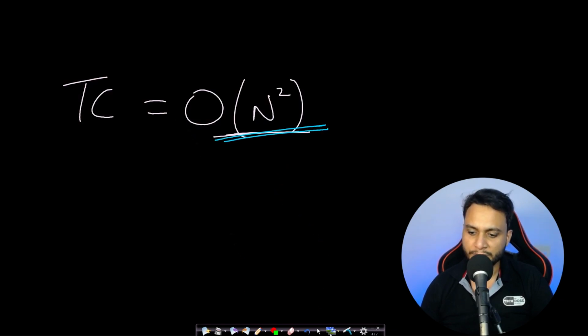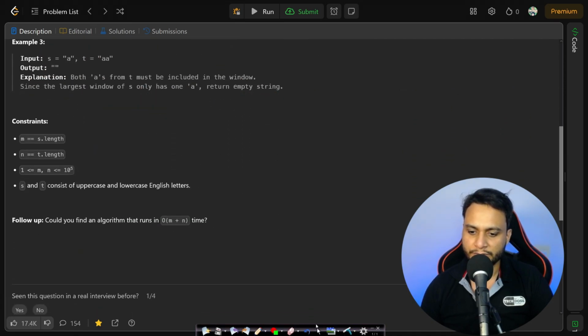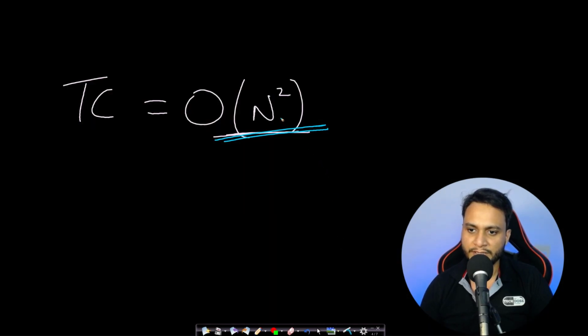Now if you look at the problem constraints, they are high. The constraint says that m, n value can be in the range of 10 to the power of 5. So if you take n square, this will take 10 to the power of 10, and if you consider 10 to the power 8 as 1 second, then this is not going to run in 1 second, and therefore you should not follow this approach.